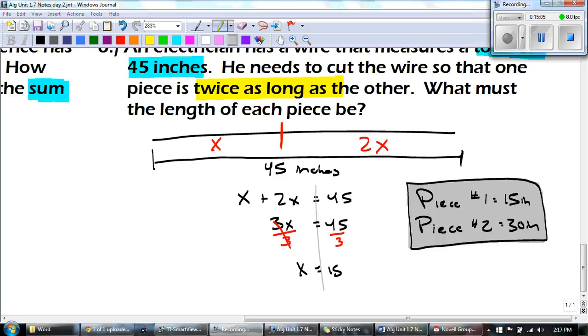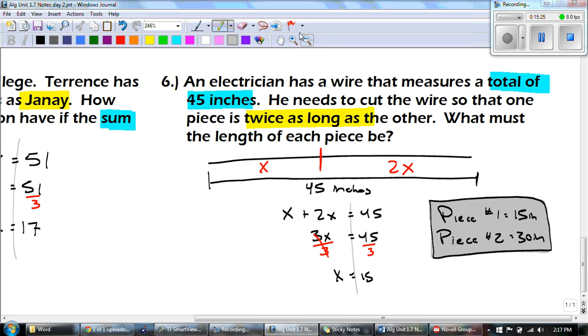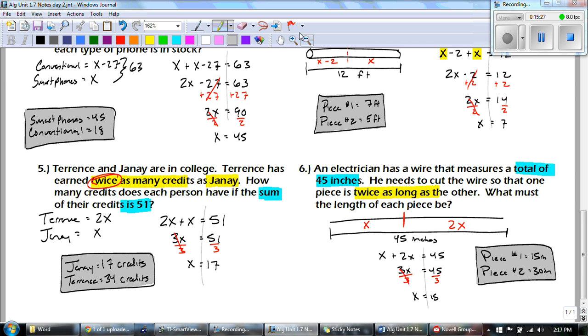Okay, so x plus 2x equals 45. Combine my like terms. 3x equals 45. Divide by 3, and we get that x equals 15. So that means my one piece is 15 inches, and since my other one is 2 times as much, 15 times 2 is 30.